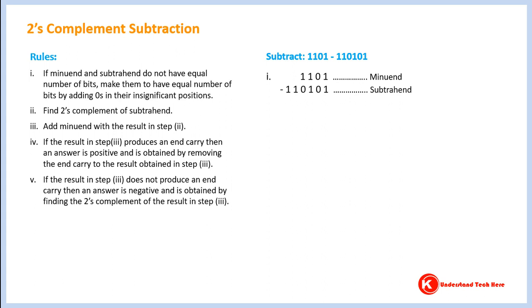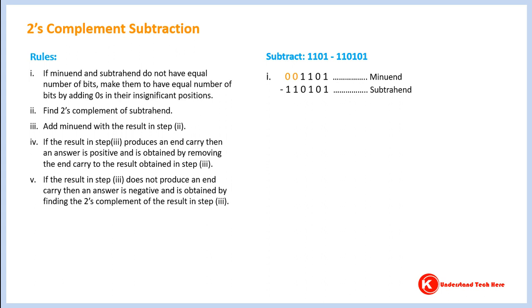According to rule 1, we need to make minuend and subtrahend have an equal number of bits by adding 0 in their insignificant positions. This is the insignificant position, therefore add 0 here. Now both minuend and subtrahend have equal 6 bits.